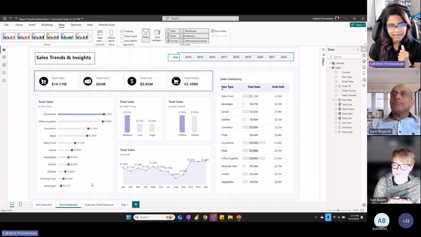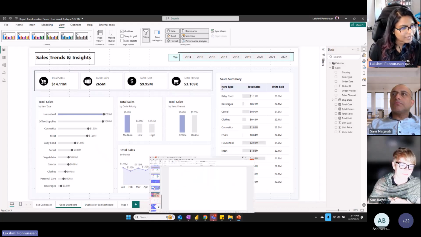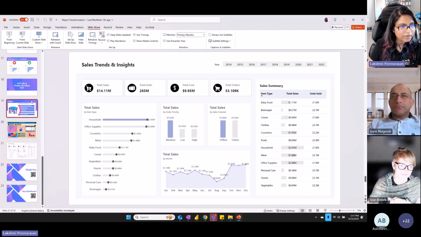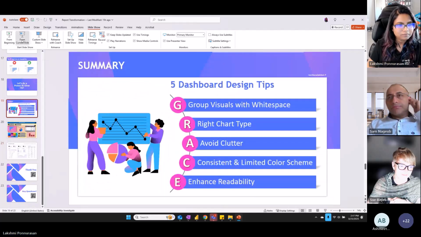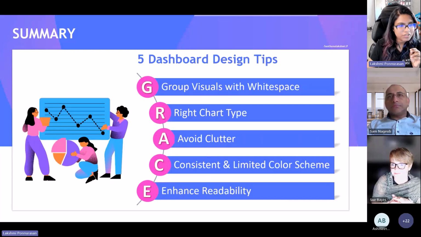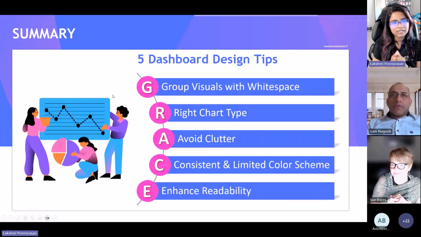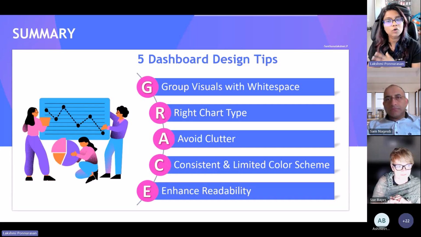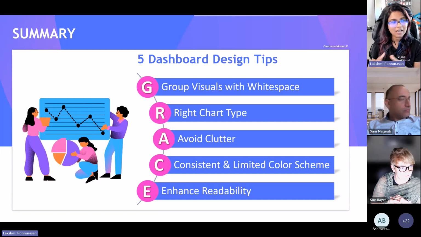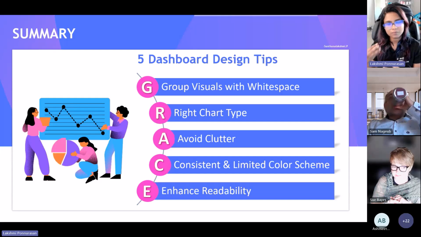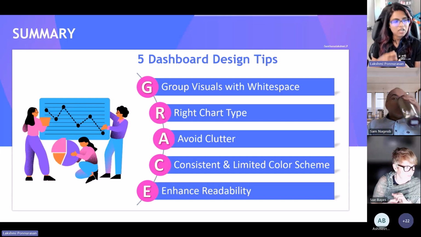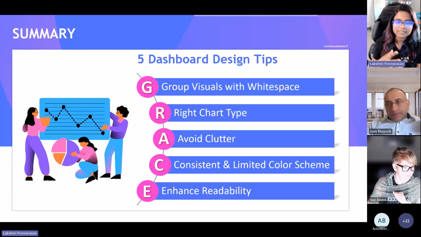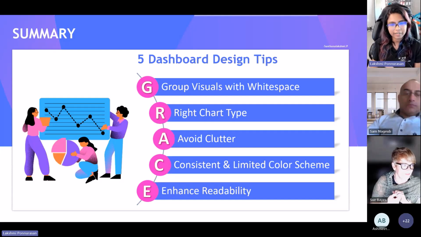Just sharing my screen again. A quick summary that I want to share with you, to remember for beginners and freshers, is an acronym which I've created, which is GRACE. G stands for group visuals along with white space. R stands for choose the right chart type. A stands for avoid clutter as far as possible. C is choose a consistent and limited color scheme. And E is enhance readability.